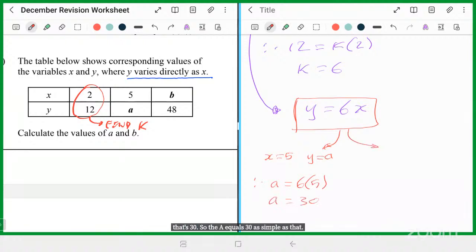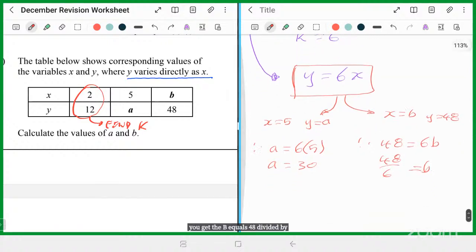You're going to use the same formula on the second pair, where the X is equal to B and the Y is equal to 48. So you plug these values in the formula again. Therefore, 48, which is the Y value, becomes 6 times the X value, which is B. Divided by 6, you get B equals 48 divided by 6, which is 8. So B is equal to 8.